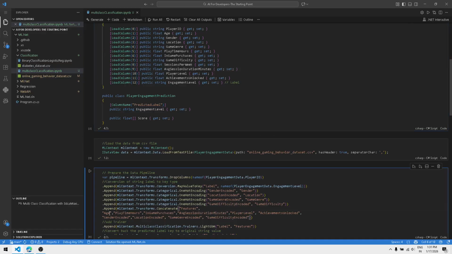Here you can see age, playtime hours, in-game purchases, average. Can you see in-game purchase, age? This one is okay. In-game, okay.